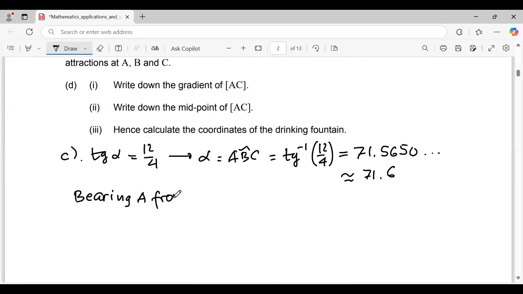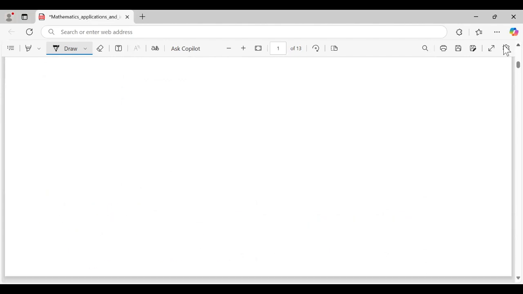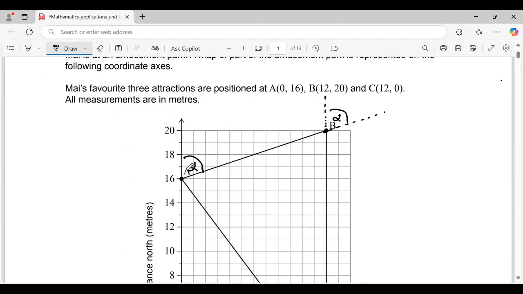So the bearing of A from B equals 71.6. Now, the bearing of B from A. Bearing B from A is 71.6 plus... if the bearing of A from B creates this straight line, this is the angle, this is alpha, and this angle is 180. So alpha plus 180.